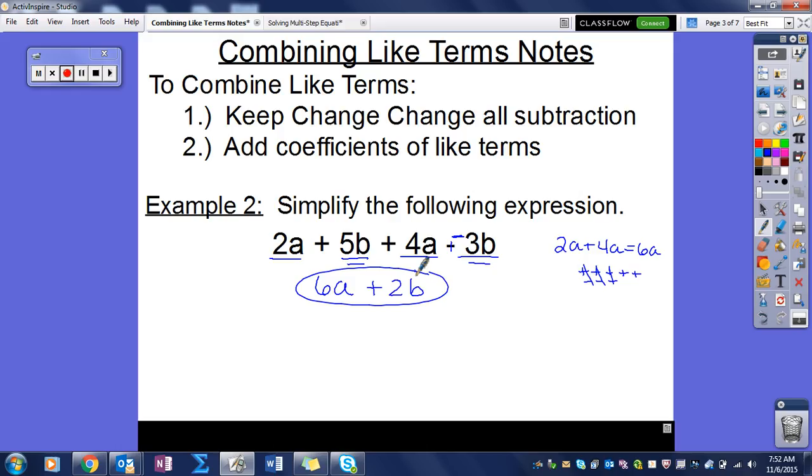There's nothing else I can do because I don't know what a is, and I don't know what b is, so I leave it as the expression. Take a second to pause the video if you need to.